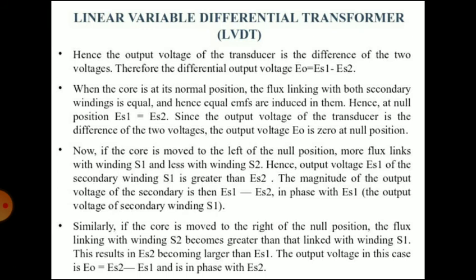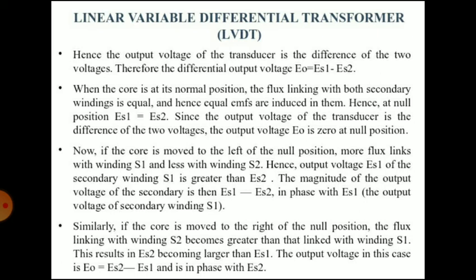The output voltage of secondary S1 is ES1 and that of secondary S2 is ES2. In order to convert the outputs from S1 and S2 into a single voltage signal, the two secondaries S1 and S2 are connected in series opposition. Thus, the output voltage of the transducer is the difference of the two voltages.